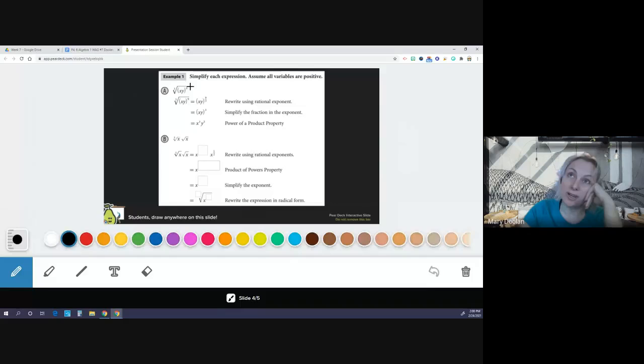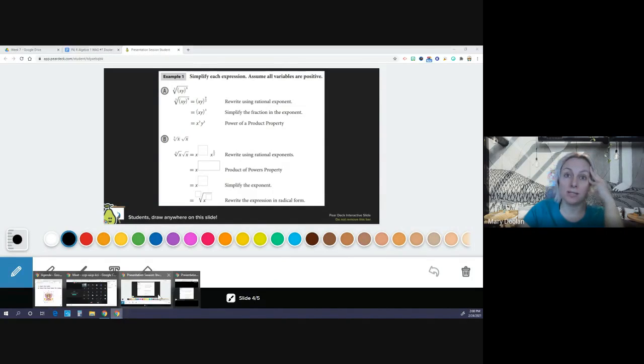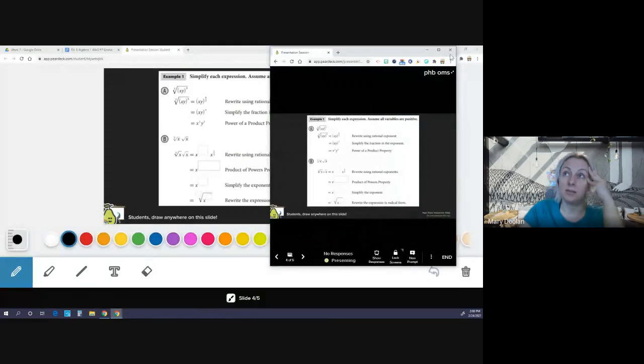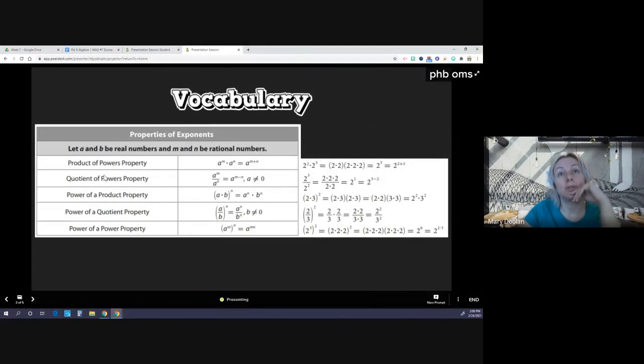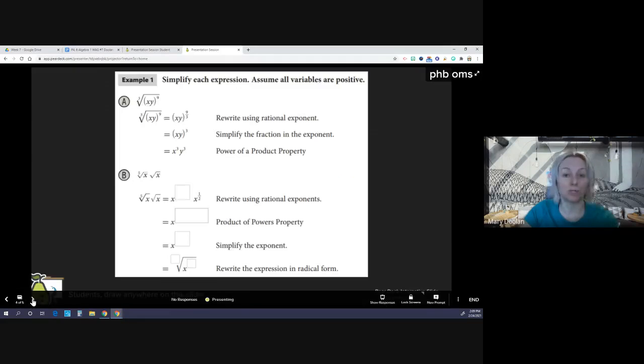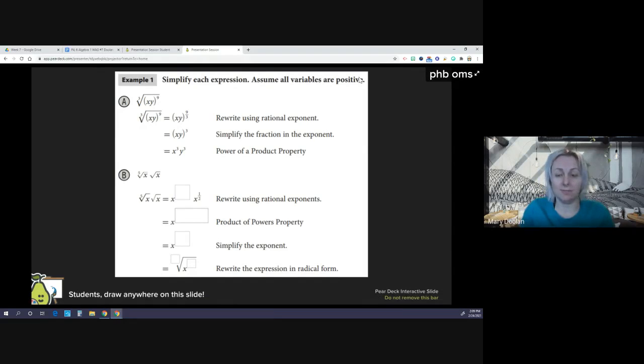All right, so simplify each expression. Assume all variables are positive. The reason why we want to assume all variables are positive is because if I'm going to use any of these properties, we don't want to ever divide by 0, so sometimes we need to make sure that we're not doing that. If I say all variables are positive, that guarantees that we don't have any variable equal to 0. 0 is not positive. 0 is not negative. 0 is its own special thing.